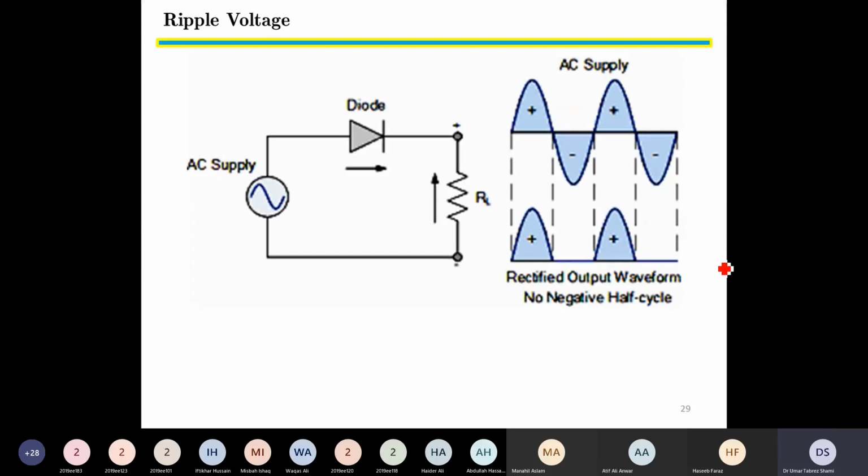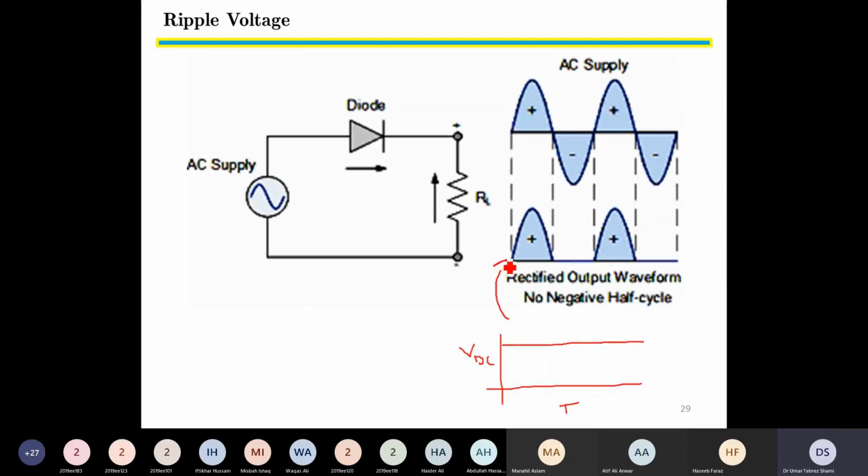It is DC. But the DC that we are familiar with is that, if on the x-axis we have time and on the y-axis we have DC voltage, then the DC voltage that we are familiar with should be a constant value. It should be one directional, but it should not change also.